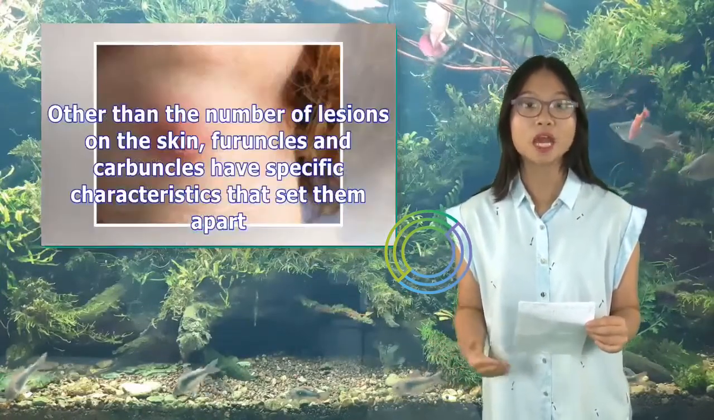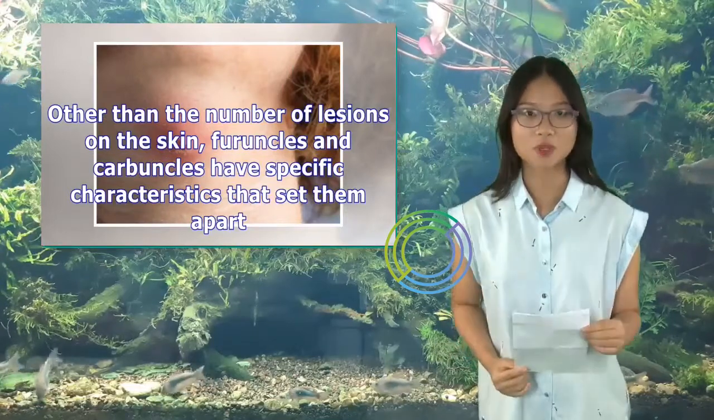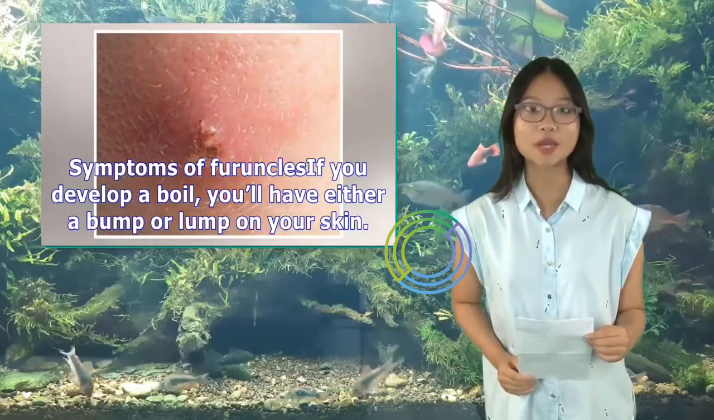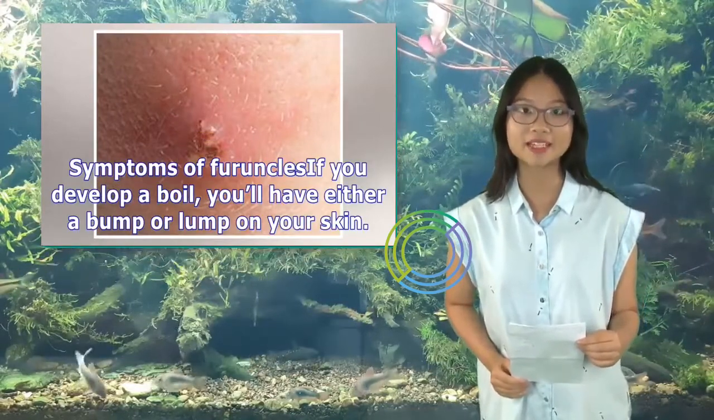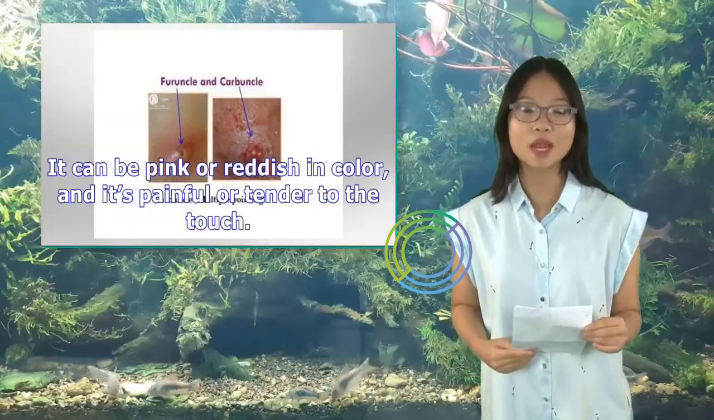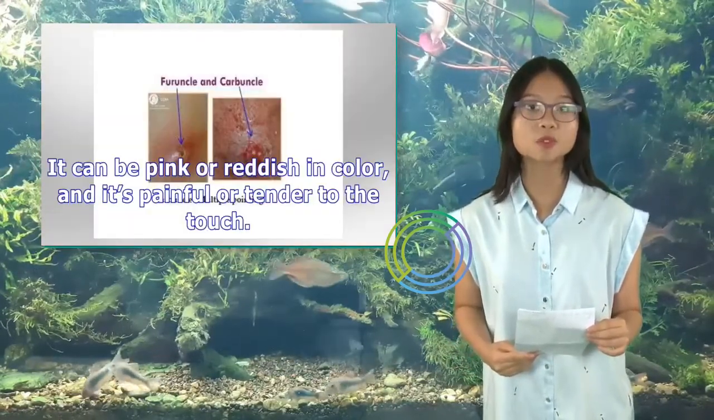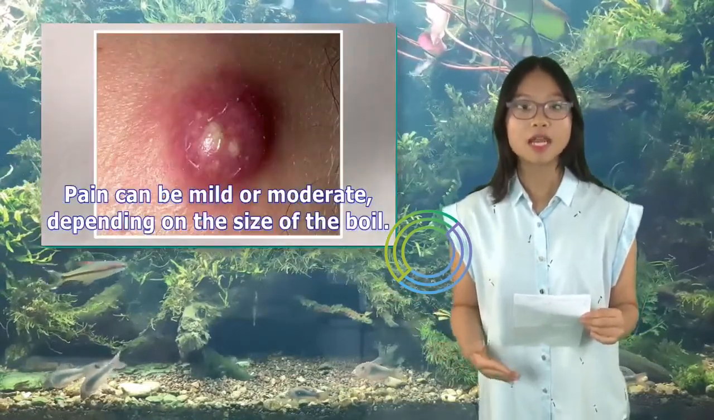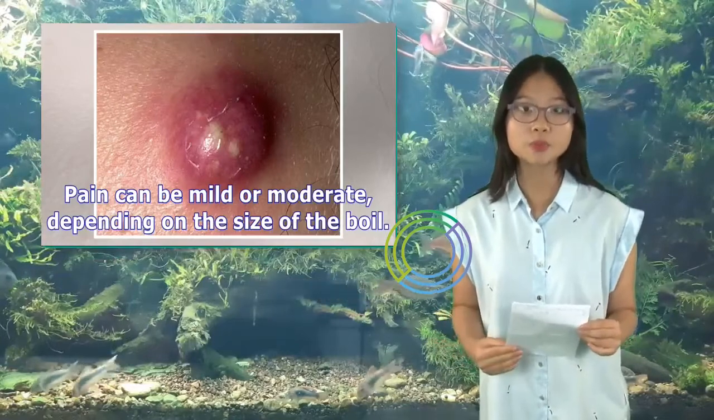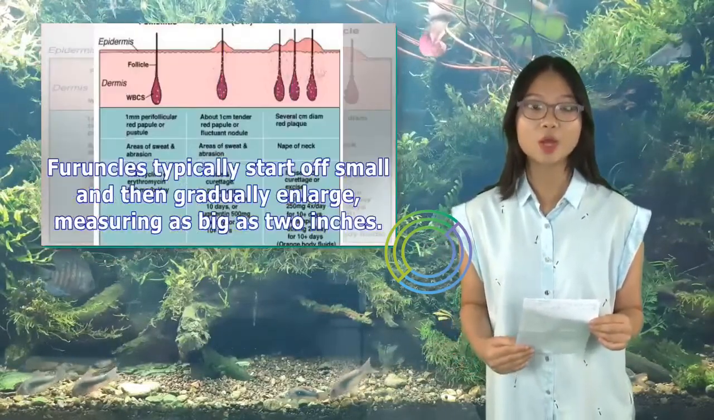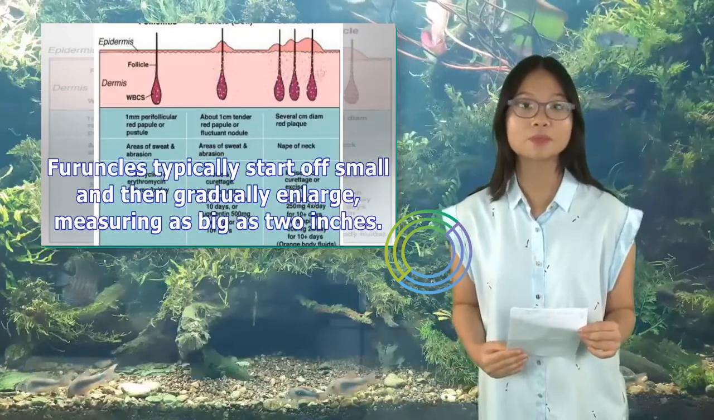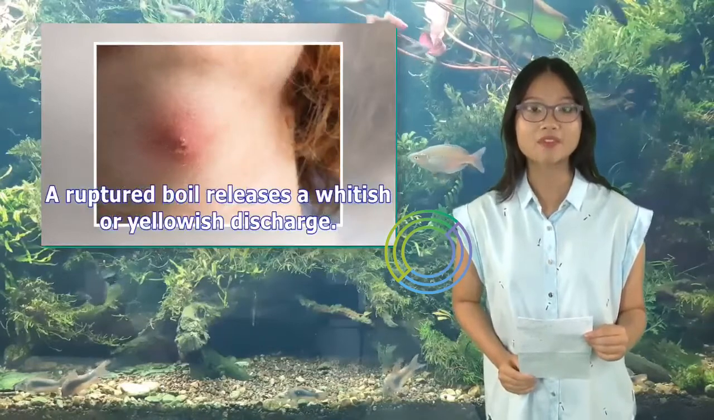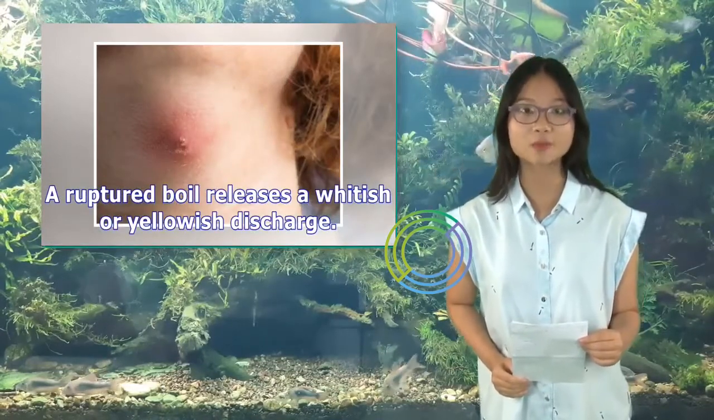Other than the number of lesions on the skin, furuncles and carbuncles have specific characteristics that set them apart. Symptoms of furuncles: if you develop a boil, you'll have either a bump or lump on your skin. It can be pink or reddish in color, and it's painful or tender to the touch. Pain can be mild or moderate, depending on the size of the boil. Furuncles typically start off small and then gradually enlarge, measuring as big as 2 inches. A ruptured boil releases a whitish or yellowish discharge.